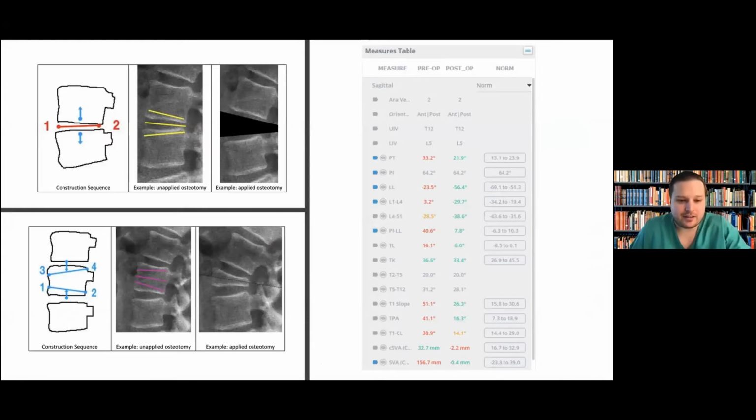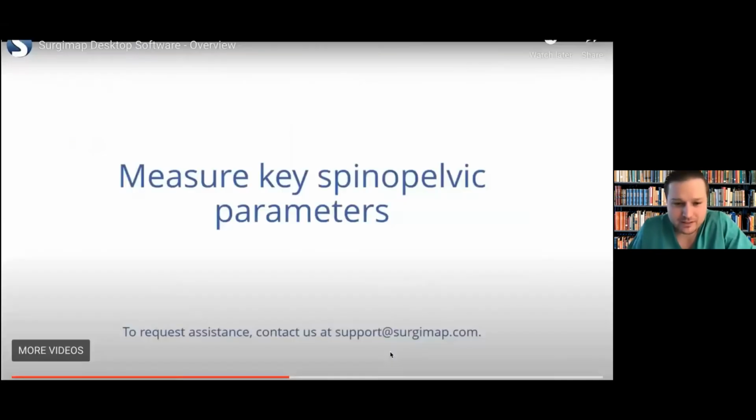And this is detailing this again. You can see here in the bottom left, you draw in your 2 lines, you hit simulate, and now you've applied your osteotomy. And so what are you left with? You have this measuring table where you can see the pre-op and post-op. The pre-op obviously has a lot of red, and post-op has a lot of green.